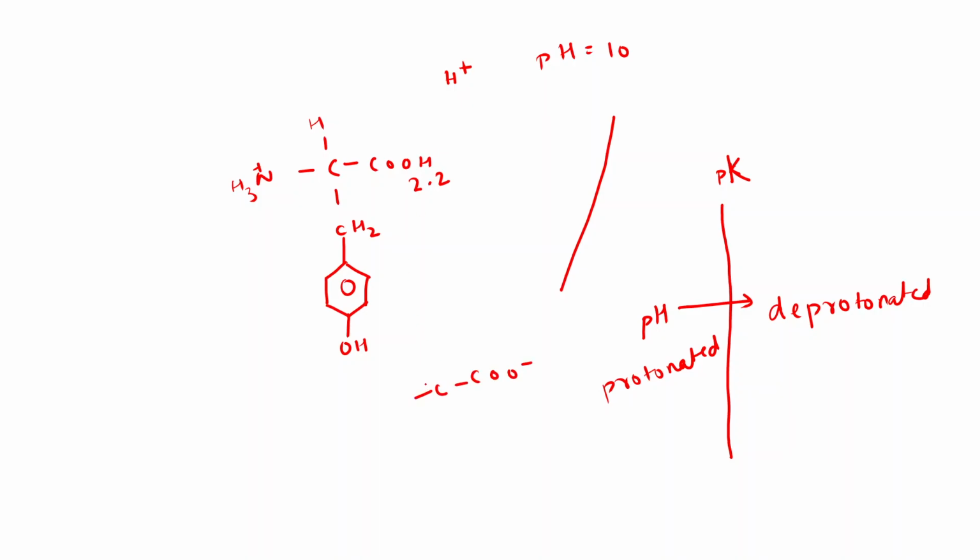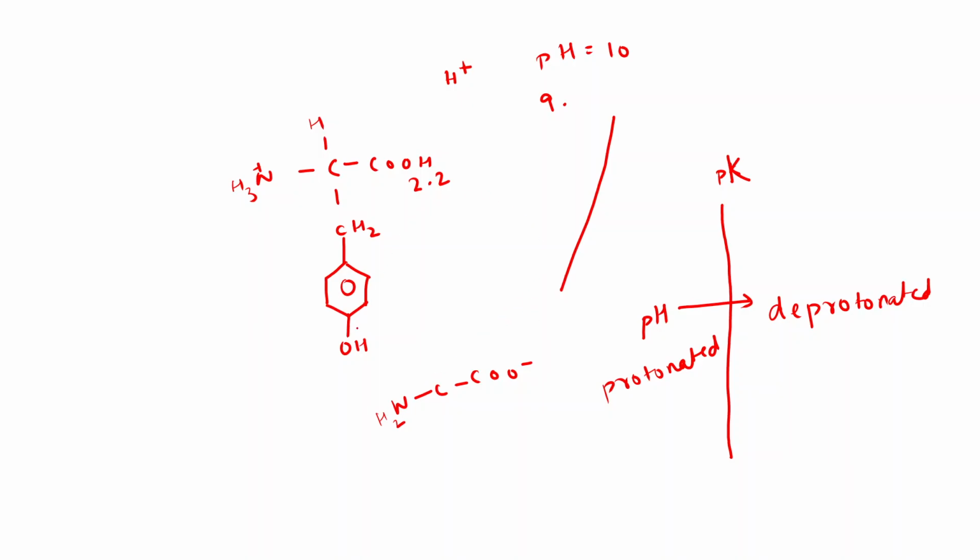Then next is the pK value for the amino group, which is given as 9 point something. So the pH has not crossed the pK value of the amino group. Sorry, pH has crossed the pK value of the amino group, so it will also be deprotonated.